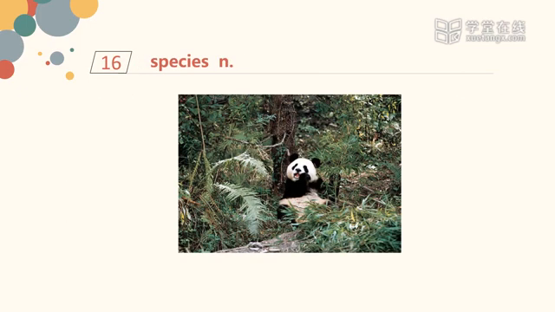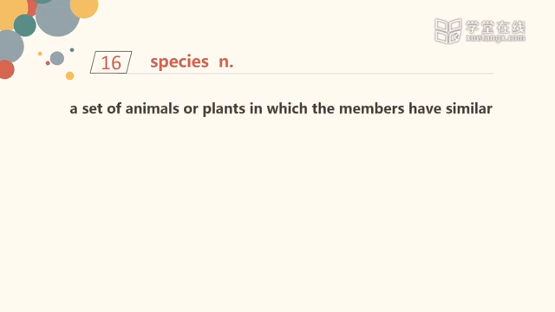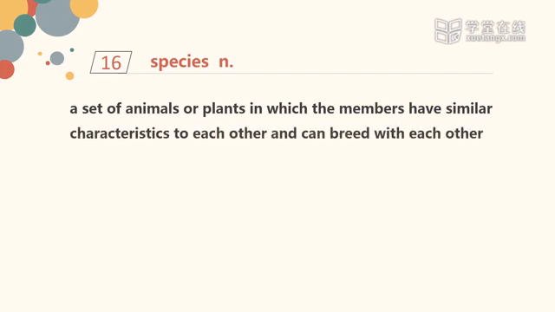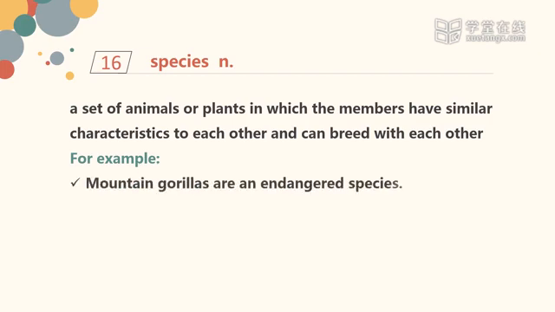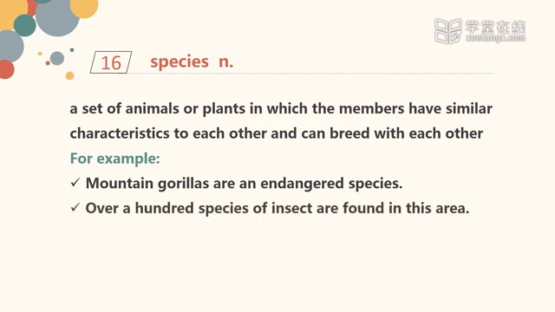Number 16. Species, a set of animals or plants in which the members have similar characteristics to each other and can breed with each other. For example, mountain gorillas are an endangered species. Over 100 species of insects are found in this area.